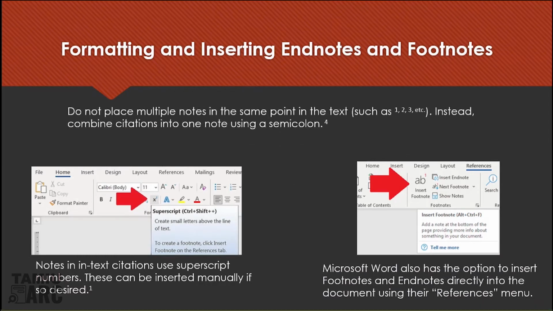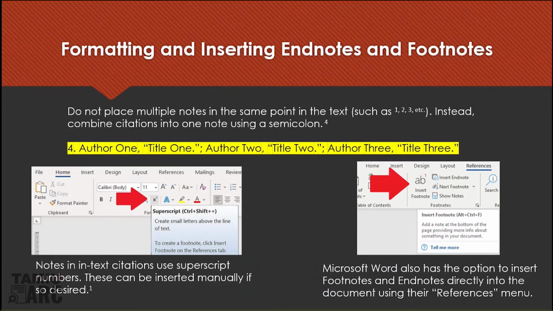Important: do not place multiple notes in the same point of the text, such as 1, 2, 3, etc. Instead, combine citations into one note using a semicolon. Here's an example of that. Let's look at some general examples of notes.